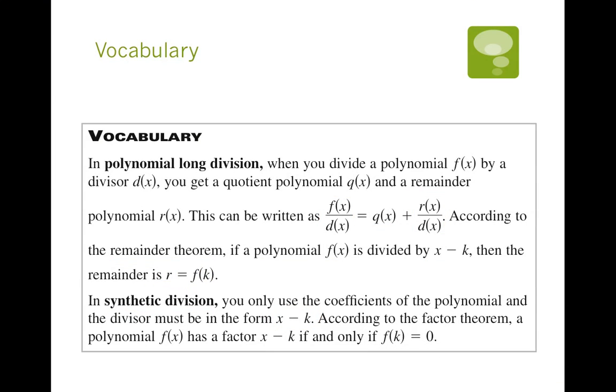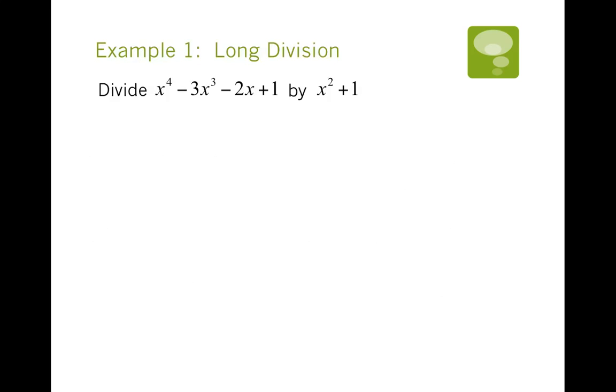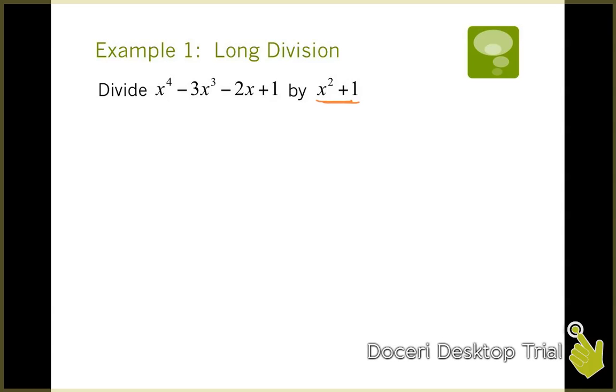All right, let's see how all of that fits together. In our first example, we want to divide x to the fourth minus 3x cubed minus 2x plus 1 by x squared plus 1. Notice here that this polynomial that we want to divide by is not in x minus k form. We've got a squared here. That means our only option here is to do this division by long division.